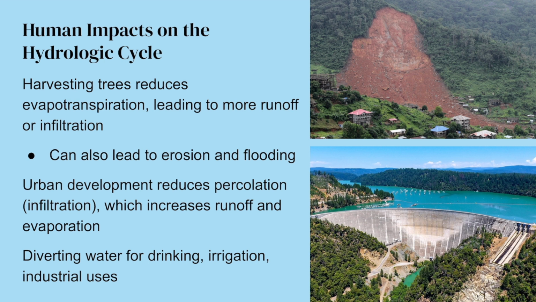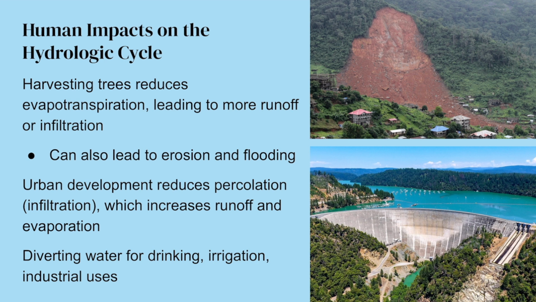So there are a lot of human impacts on the hydrologic cycle. The first one is by harvesting trees, that reduces the amount of evapotranspiration, which leads to more runoff or more infiltration. It can also lead to erosion and flooding. So when you have fewer plants, that means less plants are actually able to absorb the water through their roots, take it into their tissues, use what's needed, and then release water back out through their stomata. But also, when you harvest trees, they are super important for ecosystems because they help to hold the soil in place because of their root systems.